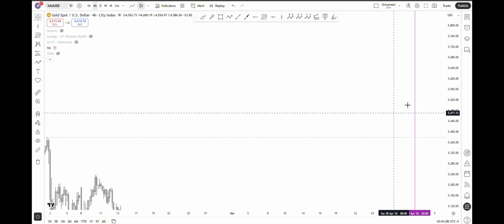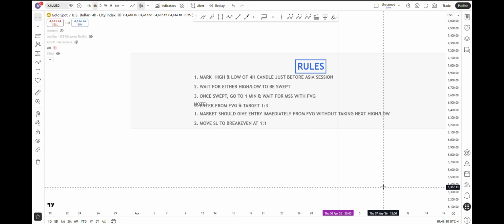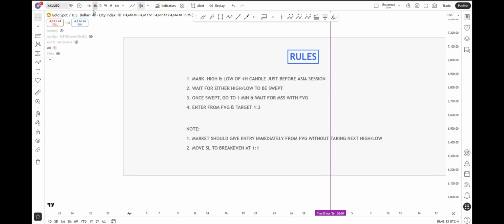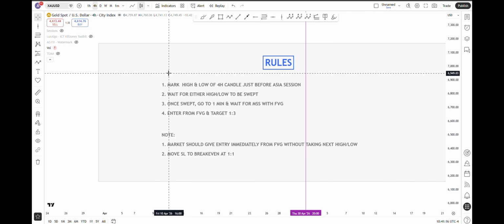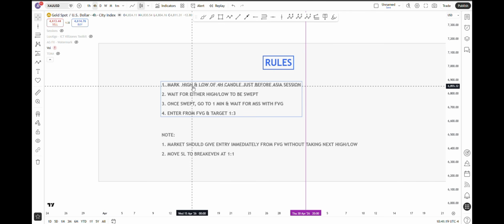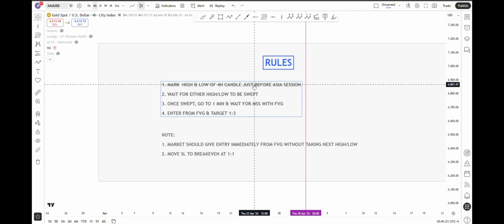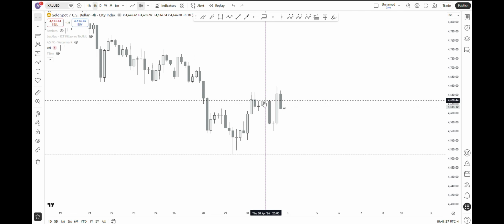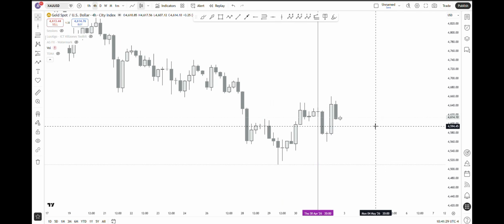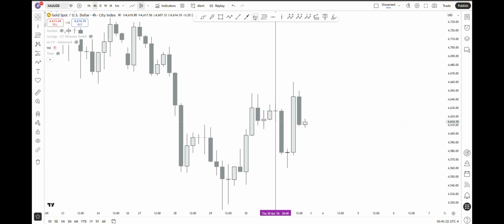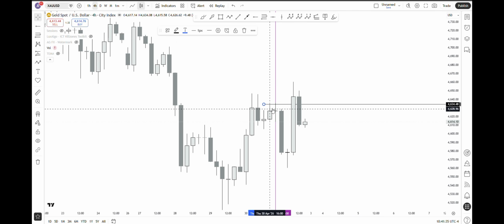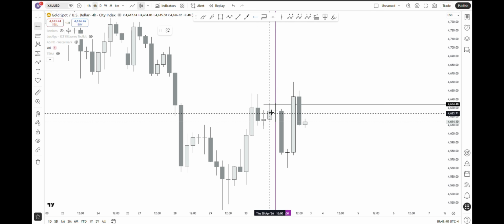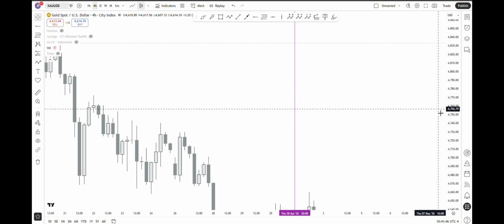Okay, so now let's talk about the strategy itself. So the first thing is that you have to come to the 4-hour chart, obviously. And after that, what you are going to do is you are going to mark the high and low of the 4-hour candle, which is just before the Asian session starts. So over here, we can see that the Asian session started over here, and this is for 30th April. So you are going to mark the 4-hour candle's high and low, which is just before this Asian session starting. So that means we are talking about this particular candle. So we're going to mark the high and low of this candle. Okay, so this is the first step.